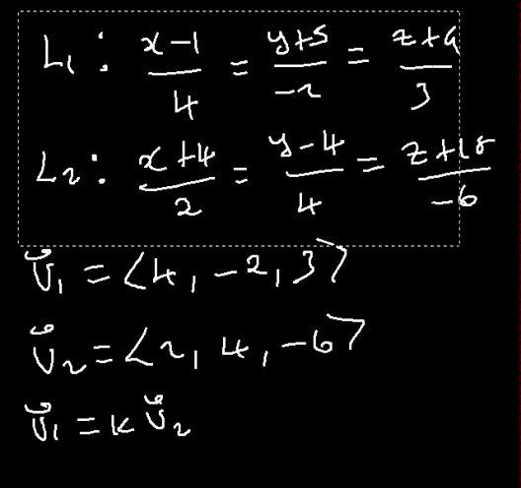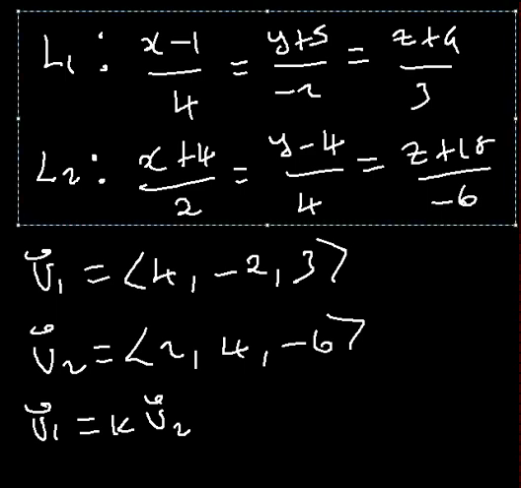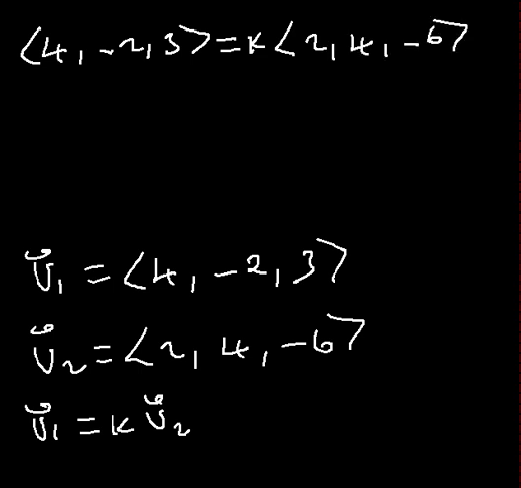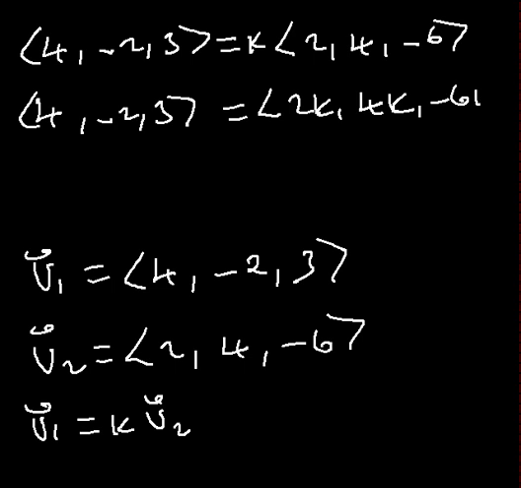And hence we should have vector 1, that is, 4, negative 2, 3. That is equal to k times vector 2, which is 2, 4, negative 6. And therefore we have 4, negative 2, 3 equal to 2k, 4k, and negative 6k.